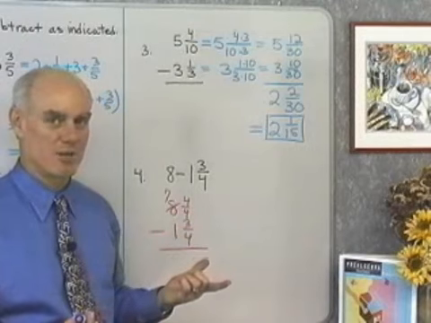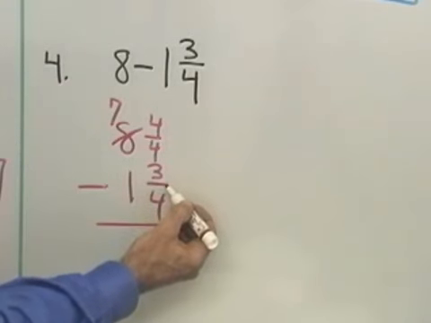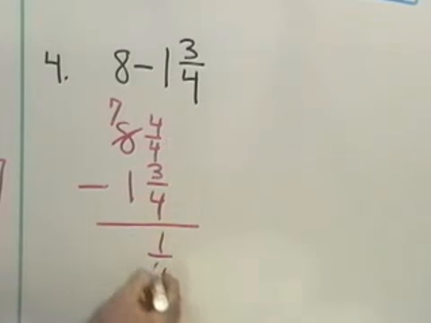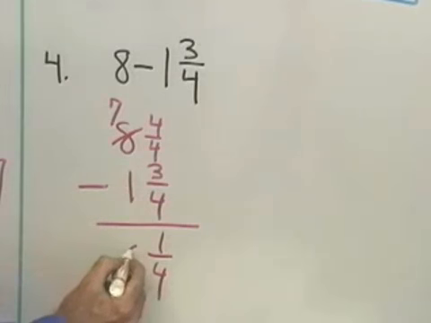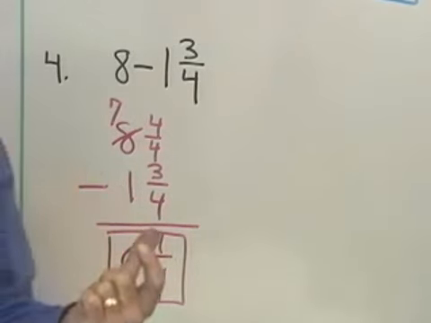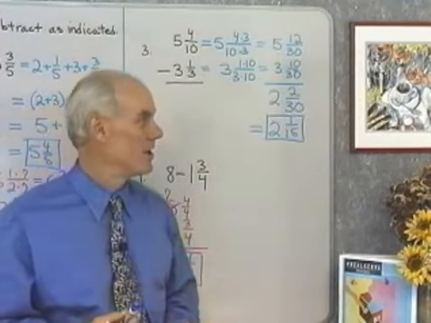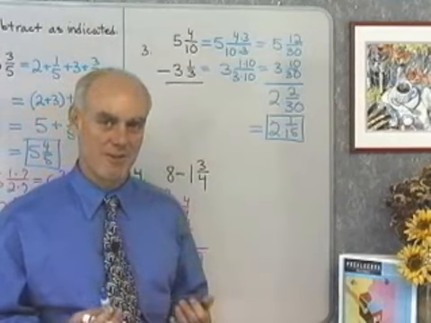So I haven't really changed the problem. I've just changed the form of it. Now, 4/4 subtract 3/4, that's 1/4, and 7 subtract 1 is 6. So that result is 6 1/4, and I did something similar to what I used to do when I did borrowing with whole numbers. So let's try another problem that's going to involve that same thing.